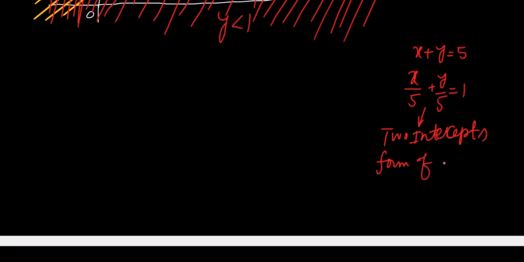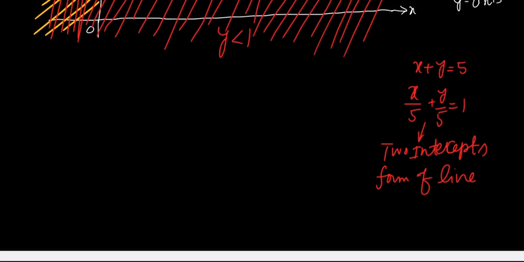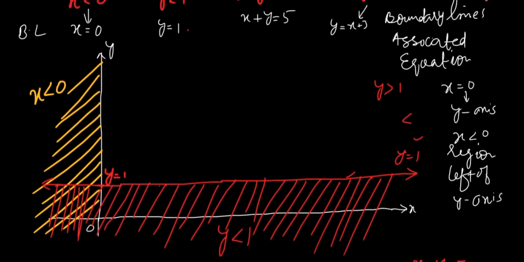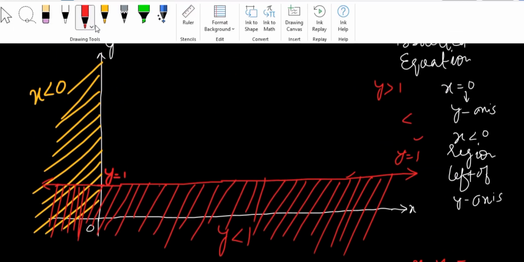Here the number in the denominator of x, that is 5, shows the x-intercept, and similarly the number in the denominator of y is also 5, which shows the y-intercept is also 5. It means the line cuts the x-axis at x equal to 5 and the y-axis also at 5. So firstly we plot the x and y-intercepts of the line.